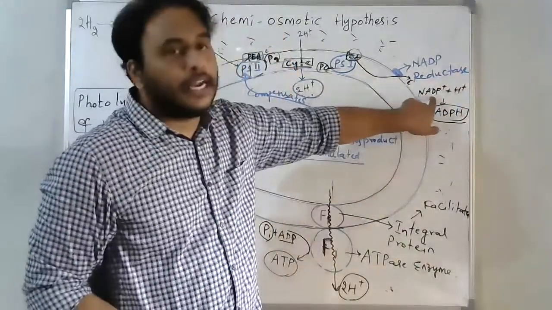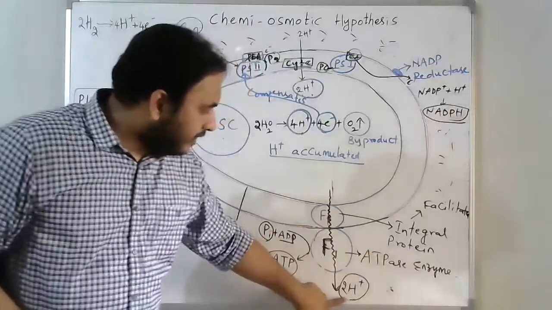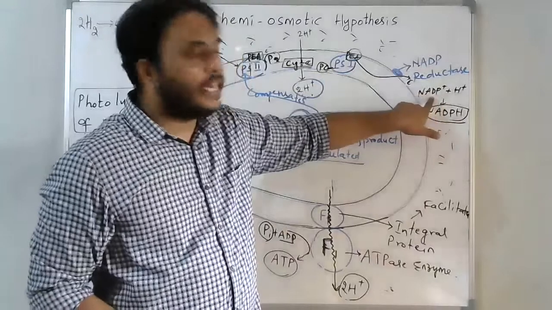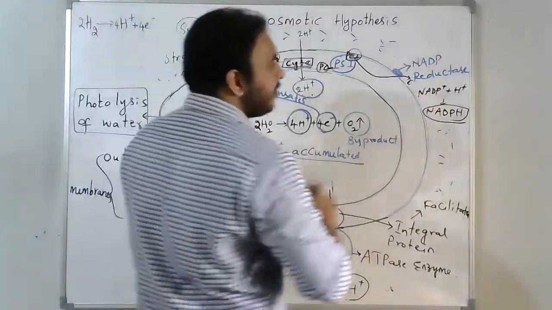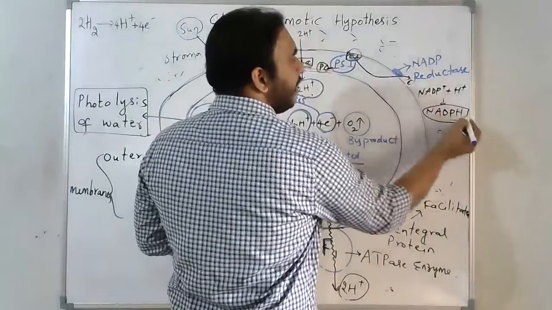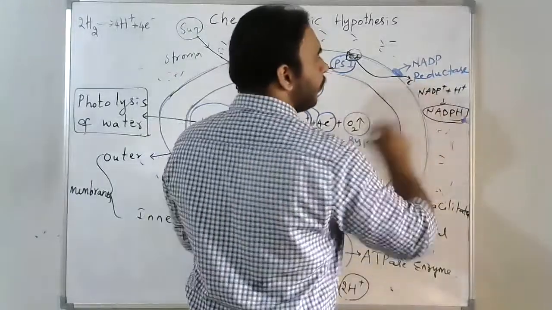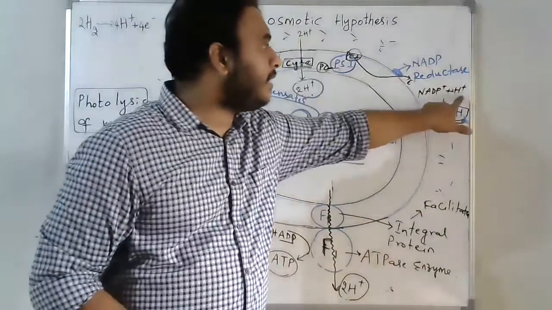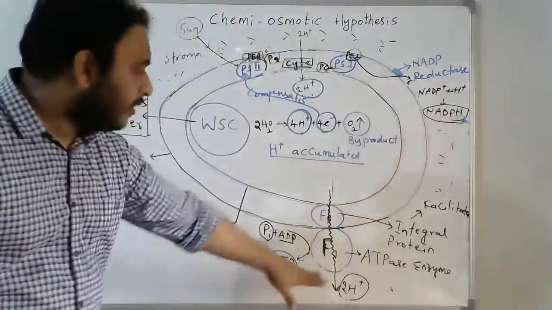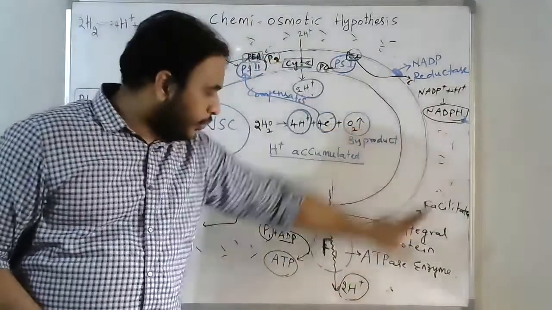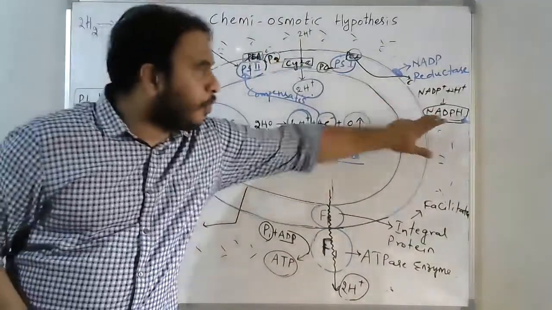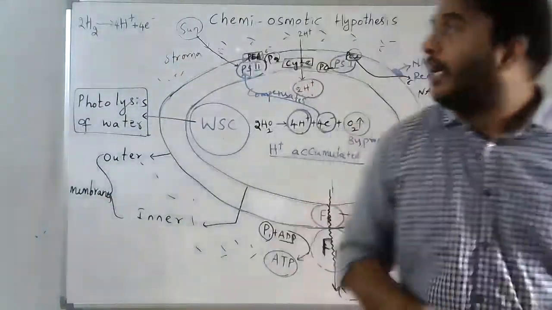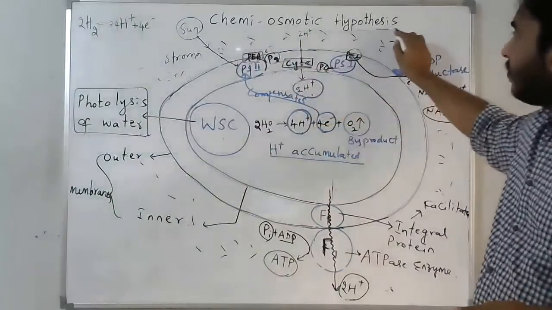So NADP is an electron and proton acceptor. These protons released into the stroma are added to NADP plus, and this results in the formation of NADPH2. NADPH2, why? Because of two protons. So 2 NADP plus and 2H plus give NADPH2. Then NADPH2 and ATP are the two end products of the light reaction. And this hypothesis is called the Chemiosmotic Hypothesis.